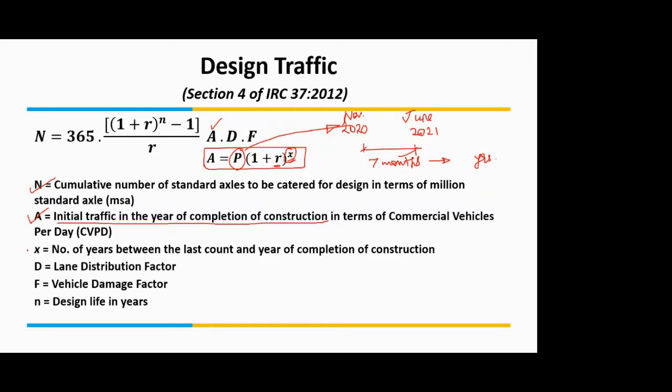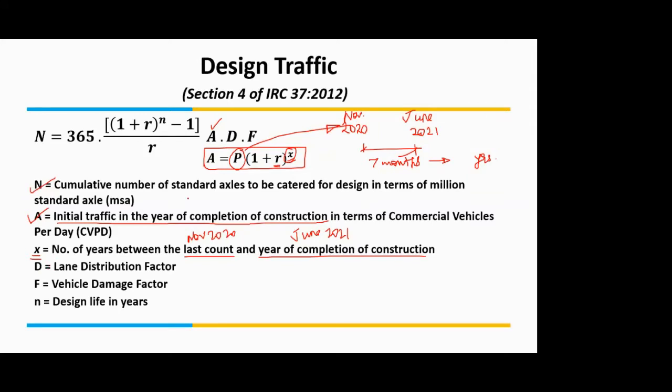Then the next term is X. X is nothing but, as I told you, the number of years between the last count and the year of completion of construction. In this example, the last count was done in November 2020, and the completion of construction is June 2021. In between, whatever is the number of years, here it is 0 point something, but generally for big highways you have 2 years of construction period, or even 3 years. So there you need to have a clear idea about this term X.